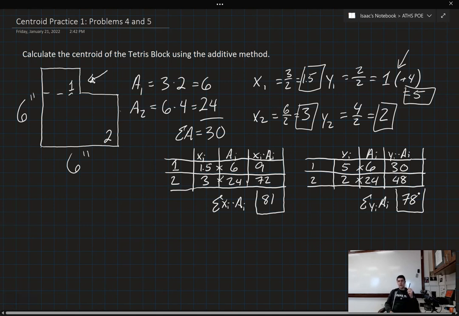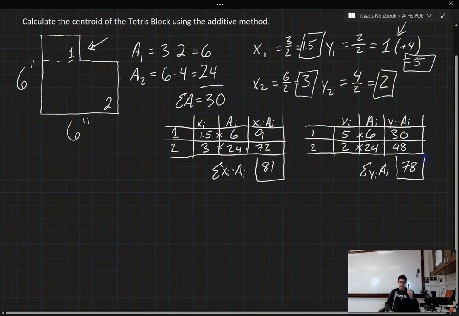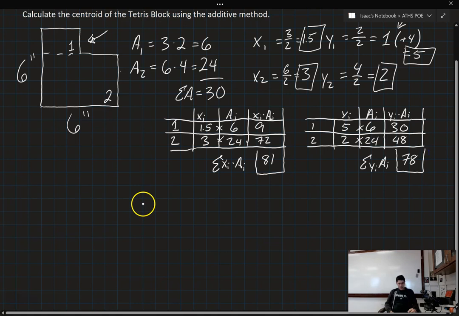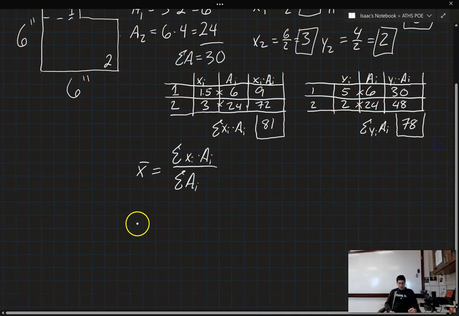Again, these numbers might seem random and not really related to anything, but these numbers are actually one of the numbers that we need. We have these formulas that we use to calculate the centroids for the x and the y coordinate. For the x direction, the equation is sigma xi times ai divided by sigma ai. And in the y direction, the y centroid is sigma yi times ai divided by sigma ai.